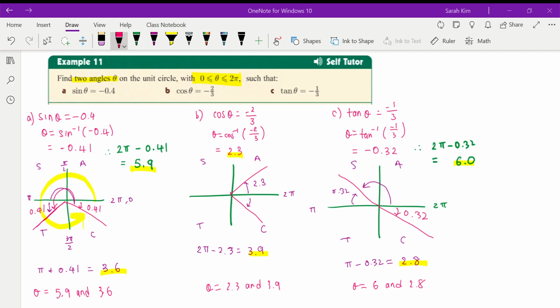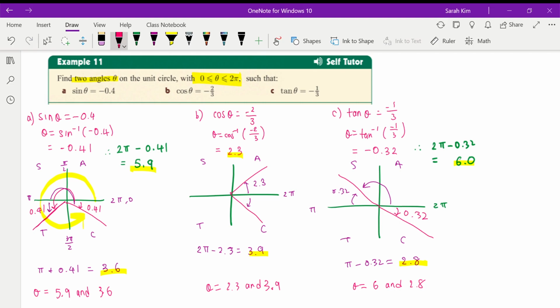So let me just double check. Approximately the same for the first question. Not quite the same for the second one. What did I do wrong? Oh, I just read it wrong. I thought that was 1, but that's 3.9. Awesome. And then 2.8-ish, and then 6. Perfect. So these are all correct now.